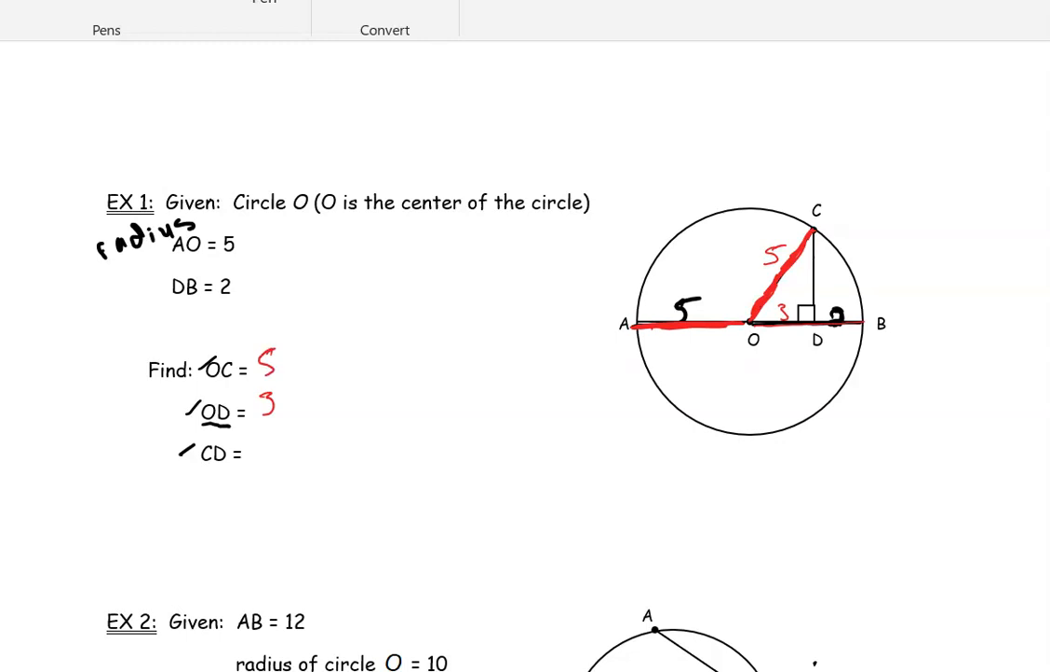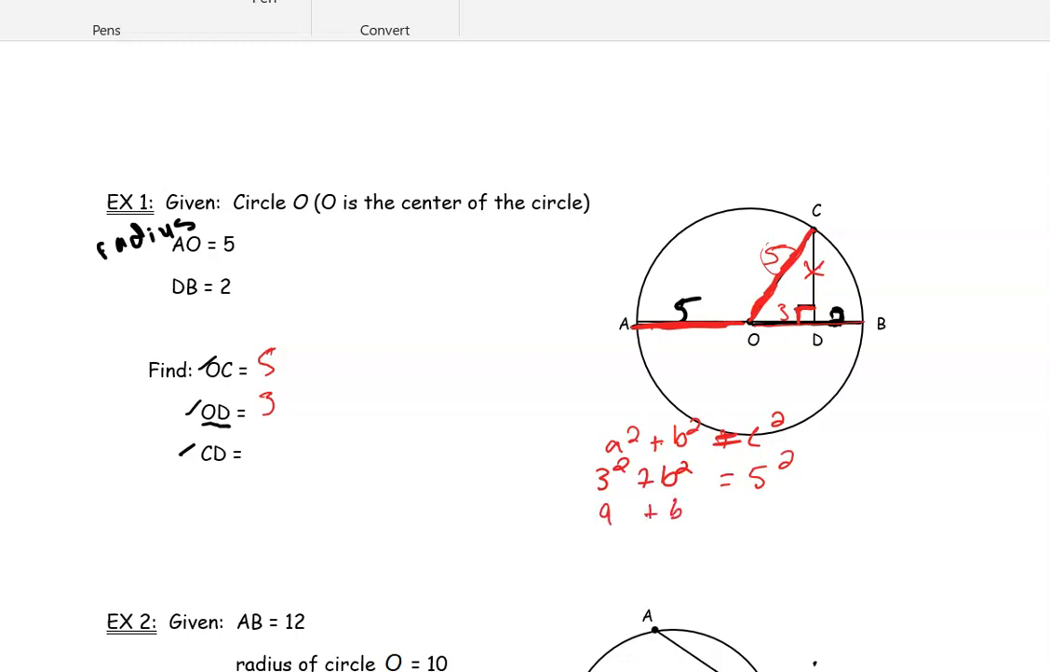The side that we are missing, that we've got to do a little bit of work for, is the CD side. But if you remember the Pythagorean theorem, we have a right triangle. So we know the Pythagorean theorem can be used: A squared plus B squared equals C squared. If here's our right angle, that means our hypotenuse is the 5. So that's our 5 squared. And then we'll let A be 3.